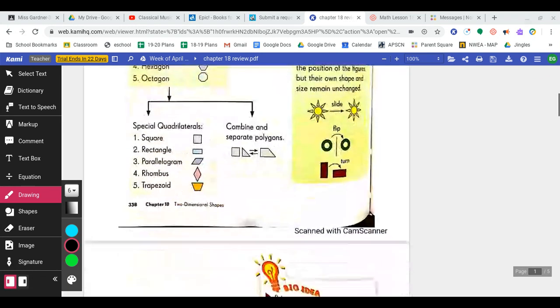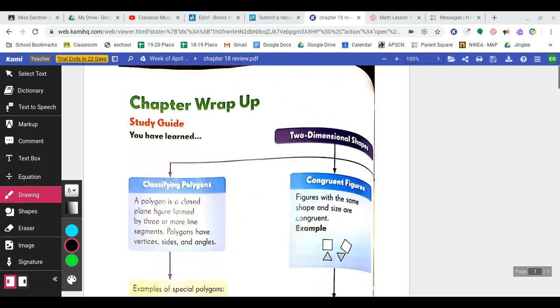So grab your textbook, and if you could grab pencil and paper, that would be best too for you to write out your answers. But if nothing else, you'll follow along with this video. Page 338 is where I'm starting from your math textbook today.